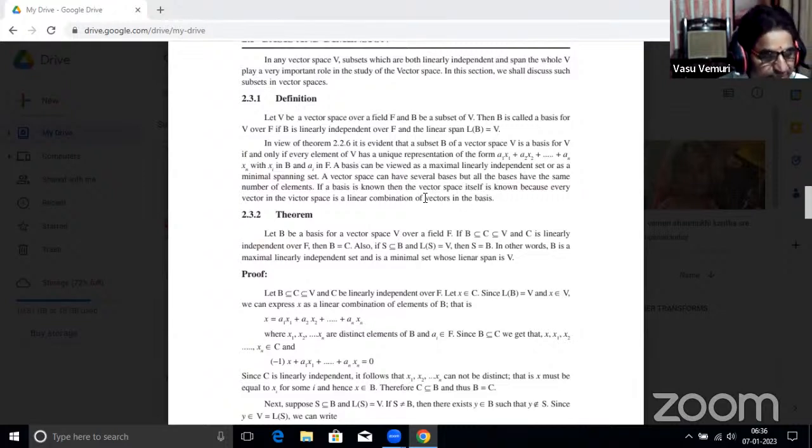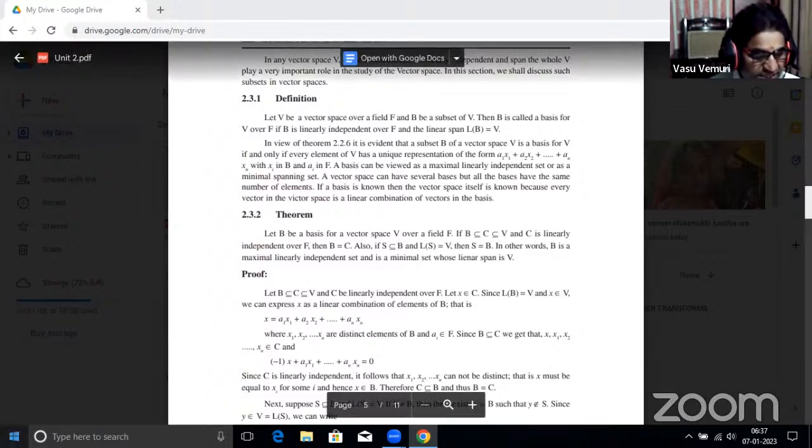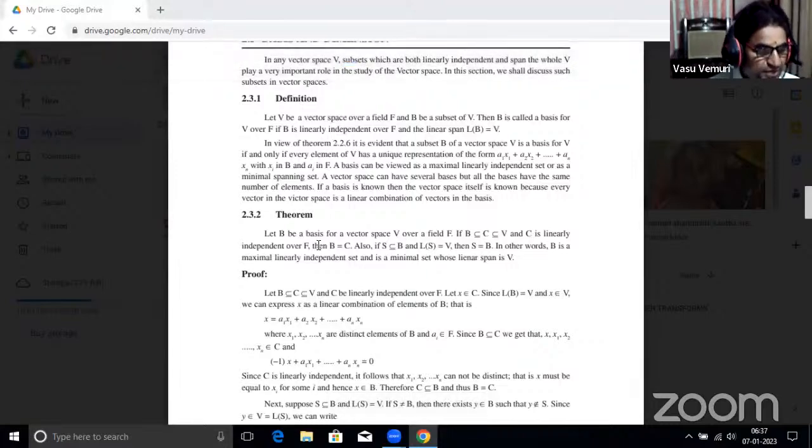Now, the basic concept is that every vector in the vector space is a linear combination of vectors in the basis. Every vector is represented uniquely in the vector space as a linear combination, that is, x equals the summation of ai xi. Now that is also a basis, because every element in the vector space must be represented as a linear combination of vectors in the basis.